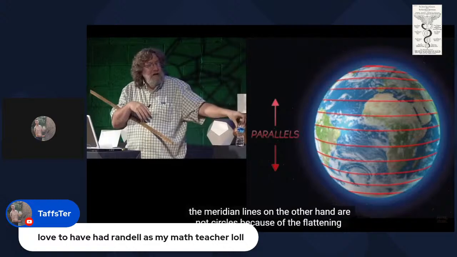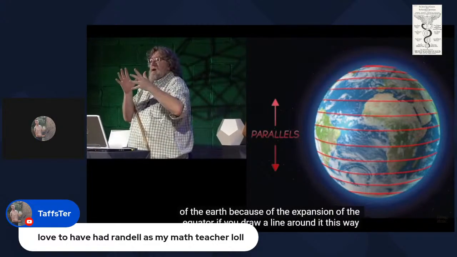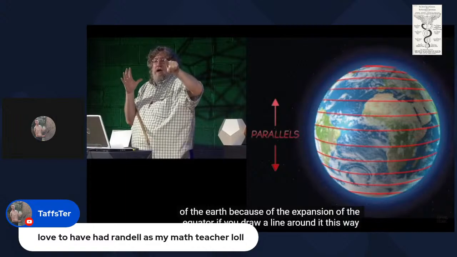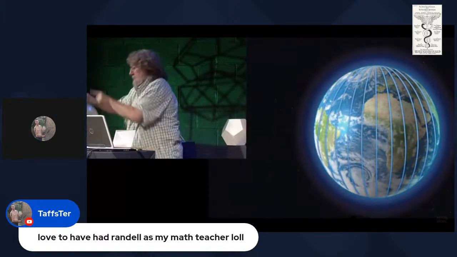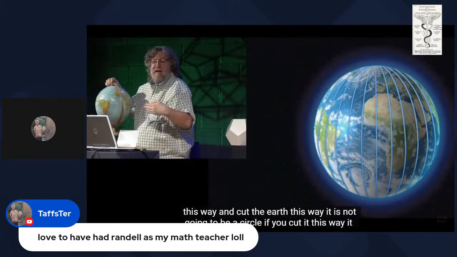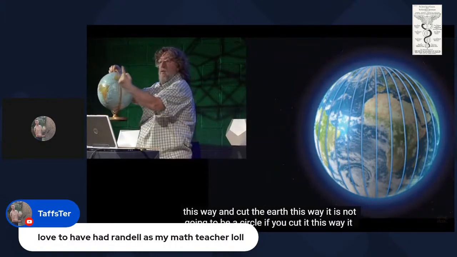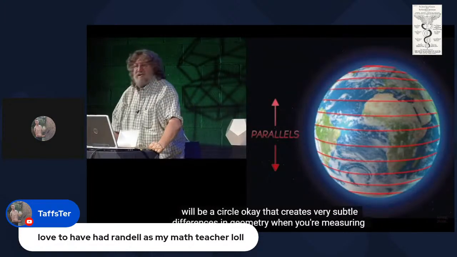The meridian lines, on the other hand, are not circles because of the flattening of the Earth, because of the expansion of the equator. If you draw a line around it this way, and cut the Earth this way, it is not going to be a circle. If you cut it this way, it will be a circle. Okay, that creates very subtle differences in geometry.